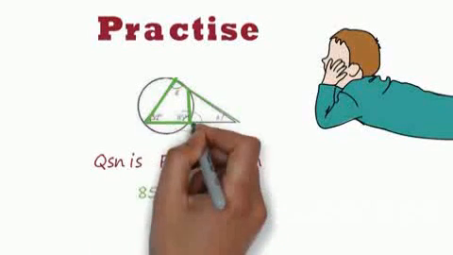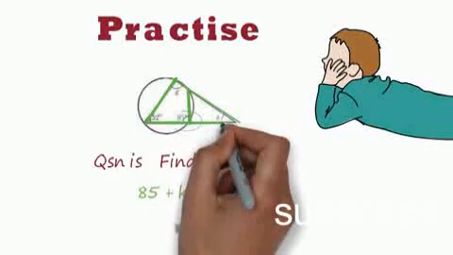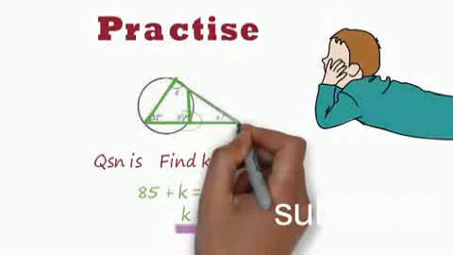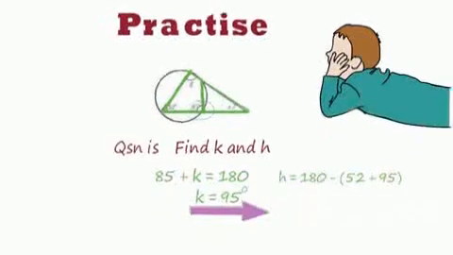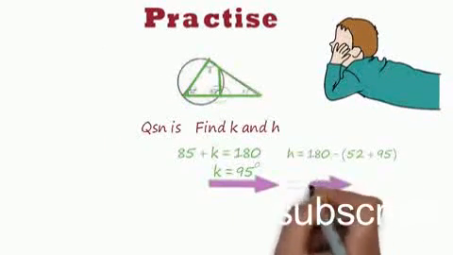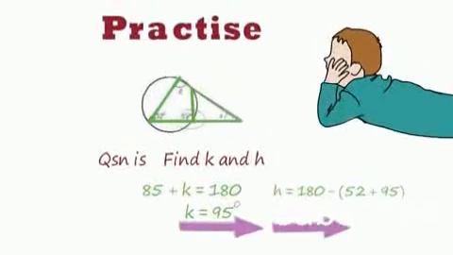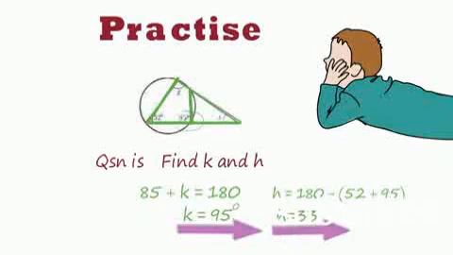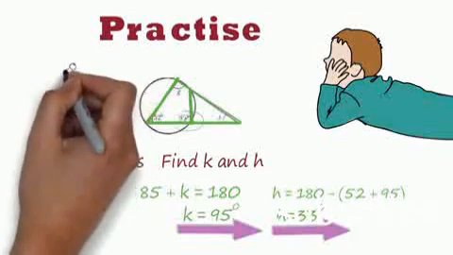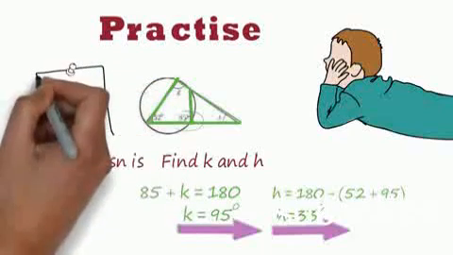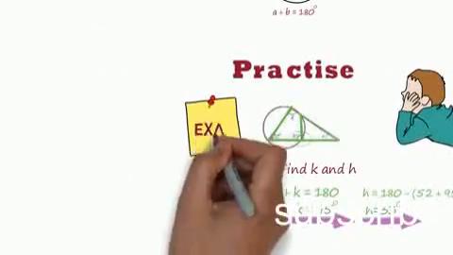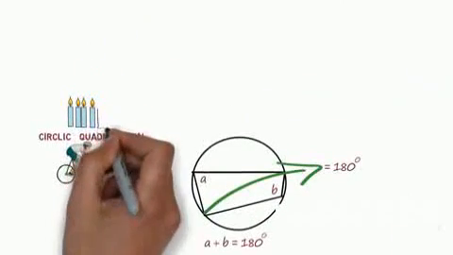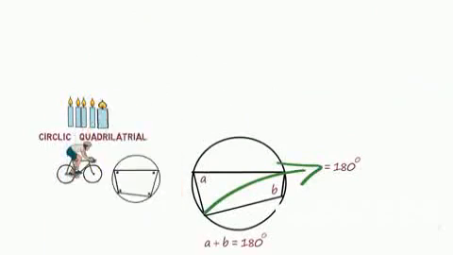Right? So how do we find H? Already, that's a triangle now. We have 52 and K is our 95. It's now easy to find H because all these degrees should add up to 180, right? So 180 minus 52 plus 95 in the brackets, we should be able to get H, and H is 33 degrees. So we have used cyclic quad to completely solve this typical exam question, right? So when you're in the exam, just know that we are using a combination of all the theorems.